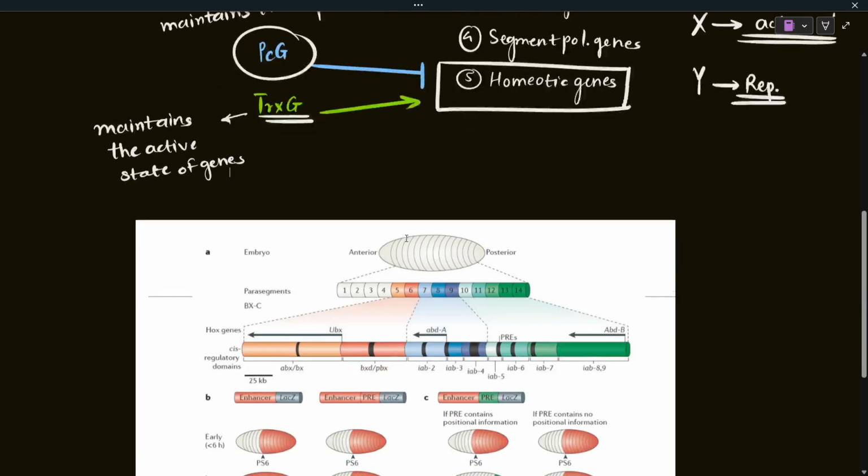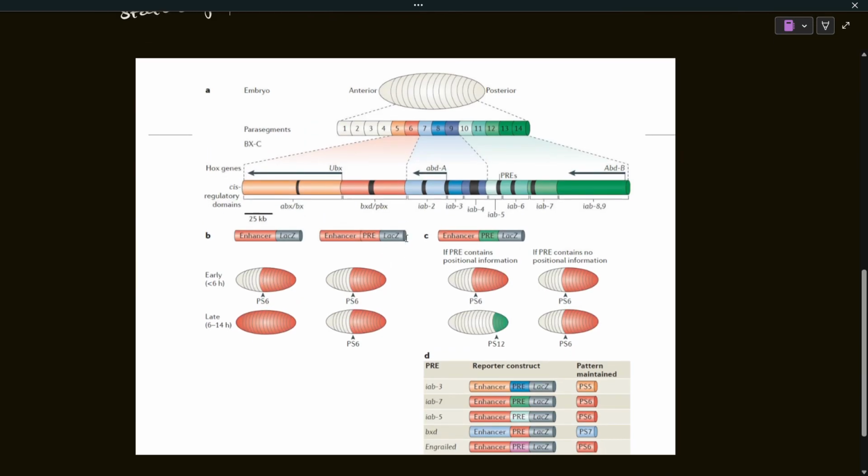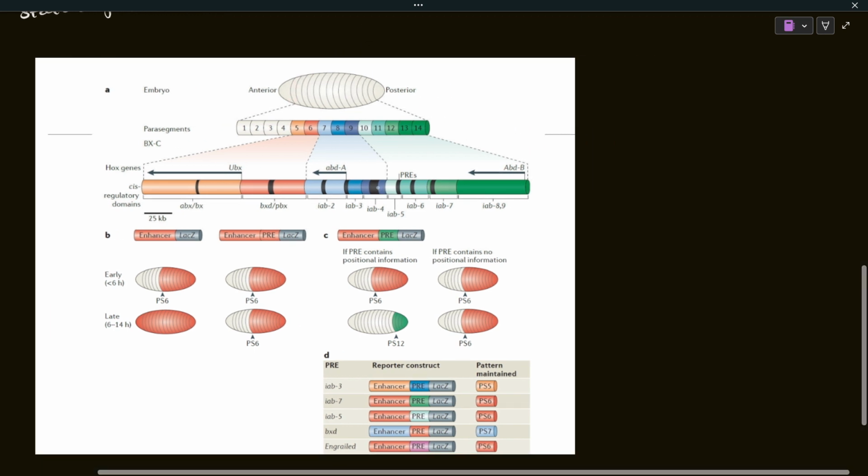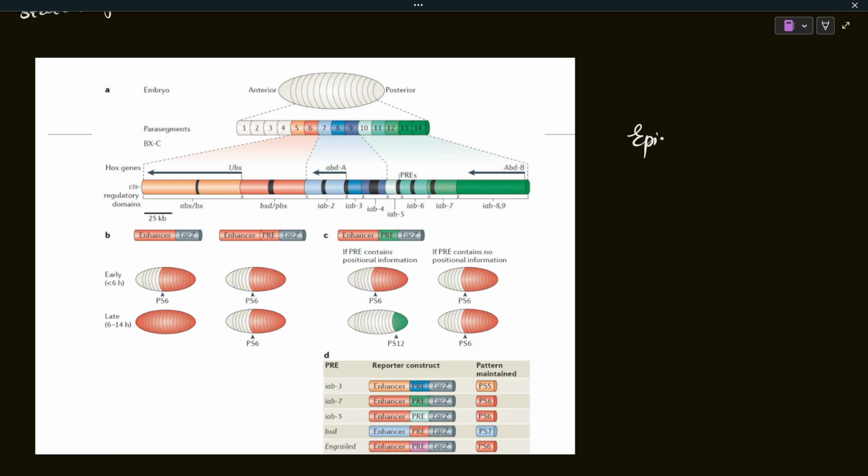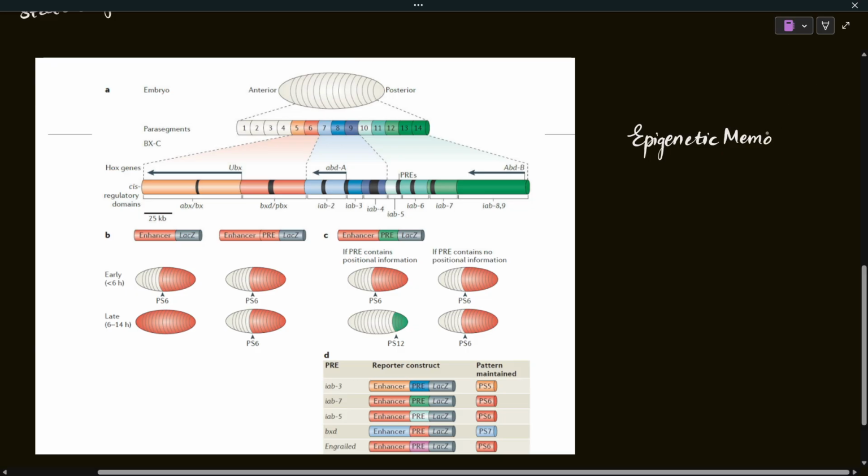So there's an interesting research paper. I'll post a DOI in the comment section below if you want it. This tells us about an interesting phenomenon known as epigenetic memory. So let's learn about it.